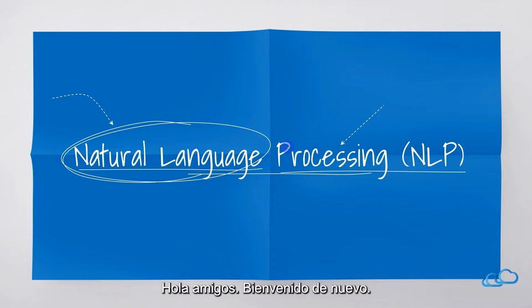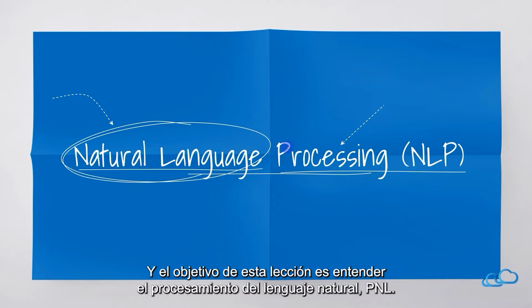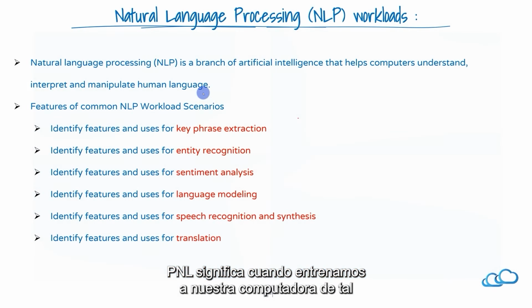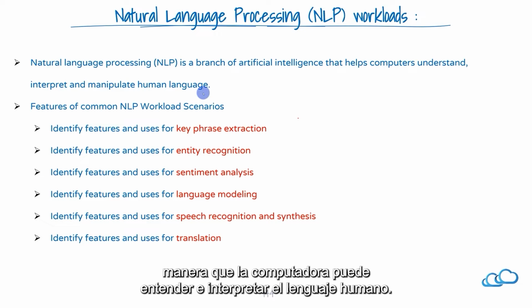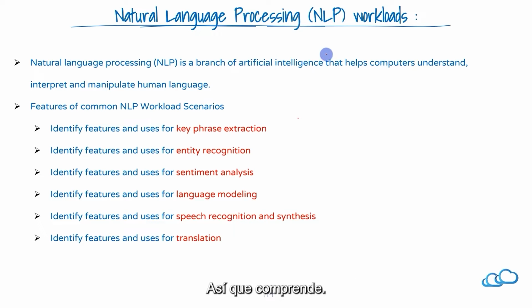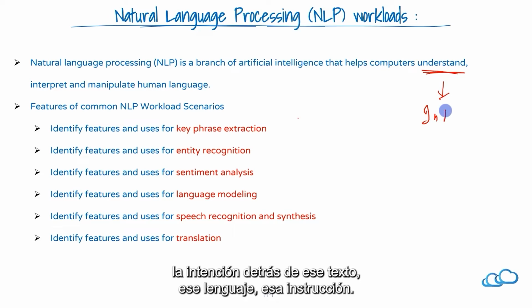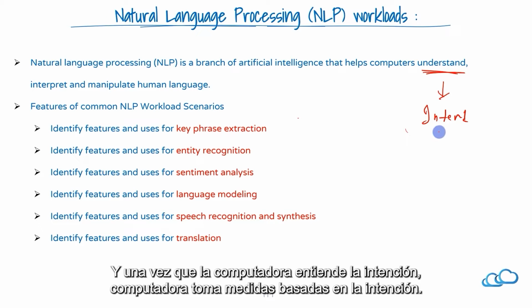Hello friends, welcome back, and the goal of this lesson is to understand natural language processing, NLP. So what is NLP? NLP means when we train our computer in such a way that the computer can understand and interpret human-like language. Once the computer understands, it tries to find the intent behind that text, that language, that instruction. And once the computer understands the intent, it takes action based on the intent.